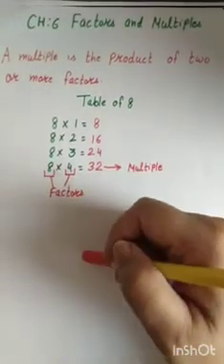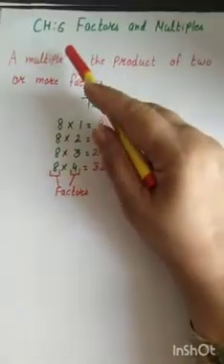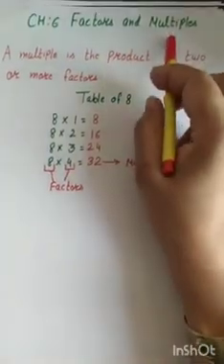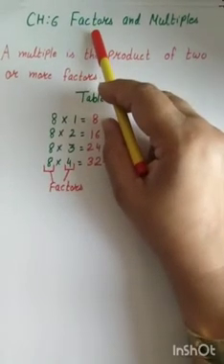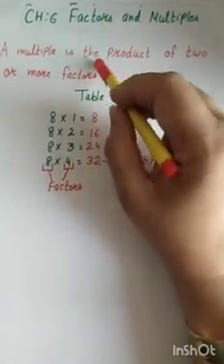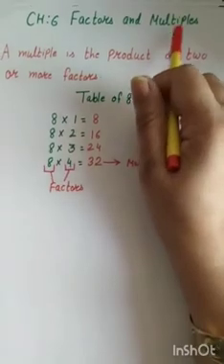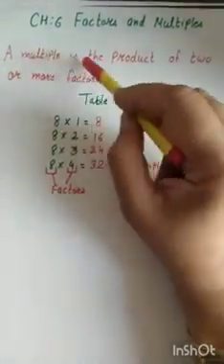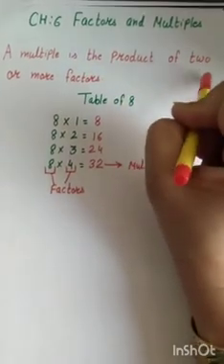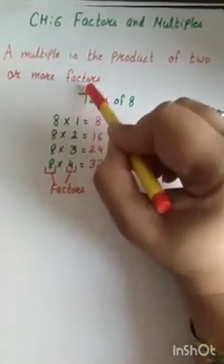Good morning, kids. As we are doing chapter 6, factors and multiples, in my last session I explained to you about the factors, and now in this session I will explain what multiples are. Now see here, a multiple is the product of two or more factors.